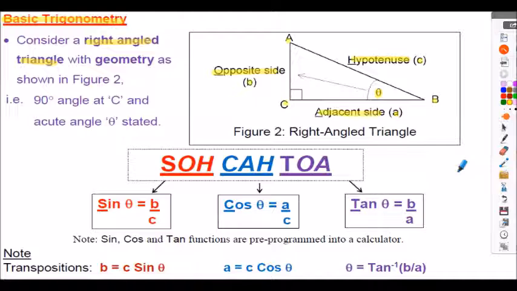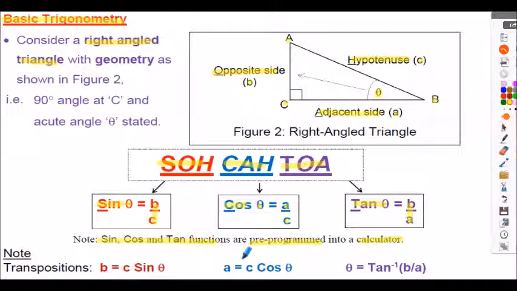And again, from the previous presentation, we mentioned the mnemonic SOHCAHTOA, and that simply defines these three basic trig ratios. Sine of the angle theta is b upon c, using the notation above. Cosine of angle theta, or cos theta, is simply a upon c from the notation above. And tangent of theta, tan theta, is b upon a, again from the notation above. And these functions are all programmed into our calculators.